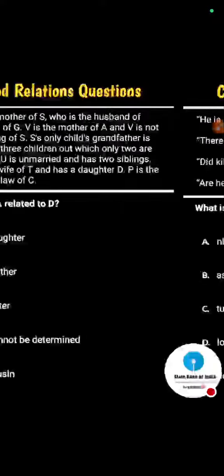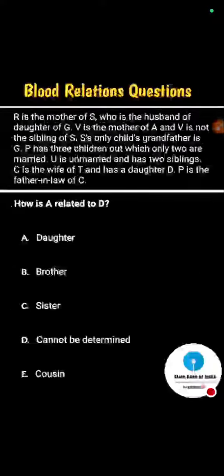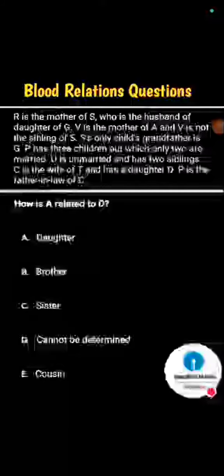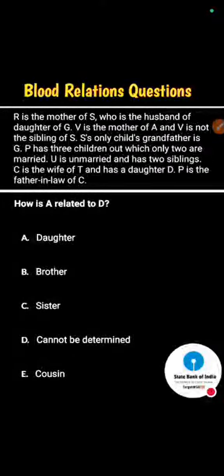Let's see the next question. This is related to blood relations. First try to solve this blood relation. R is the mother of S. S is the husband of G's daughter. Okay. V is the of A.